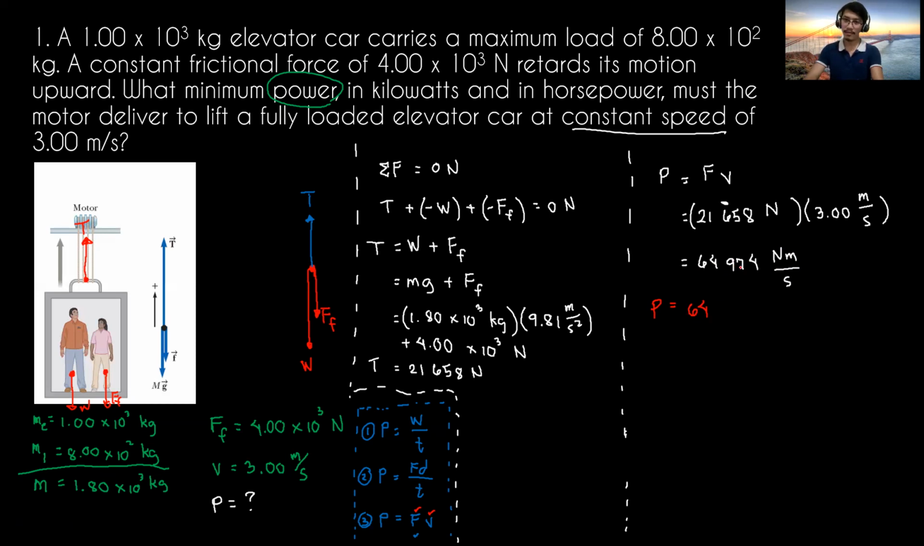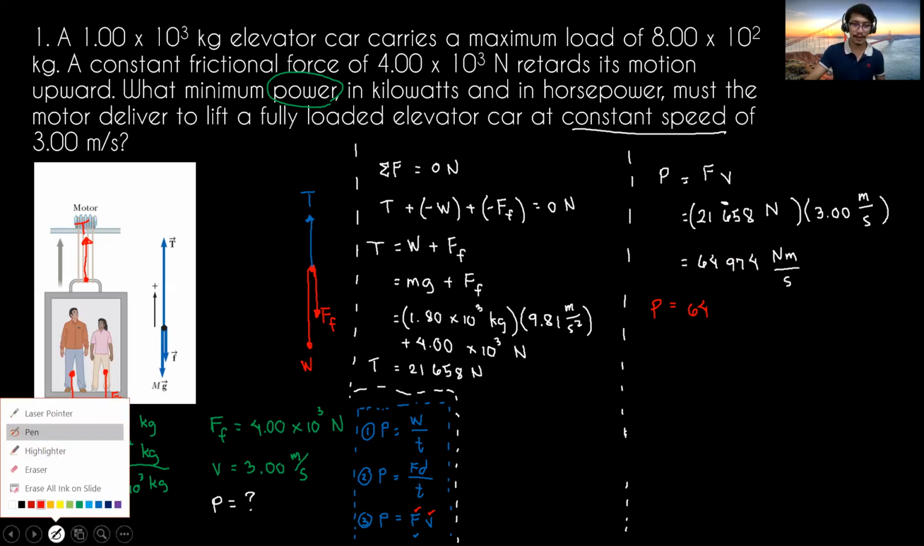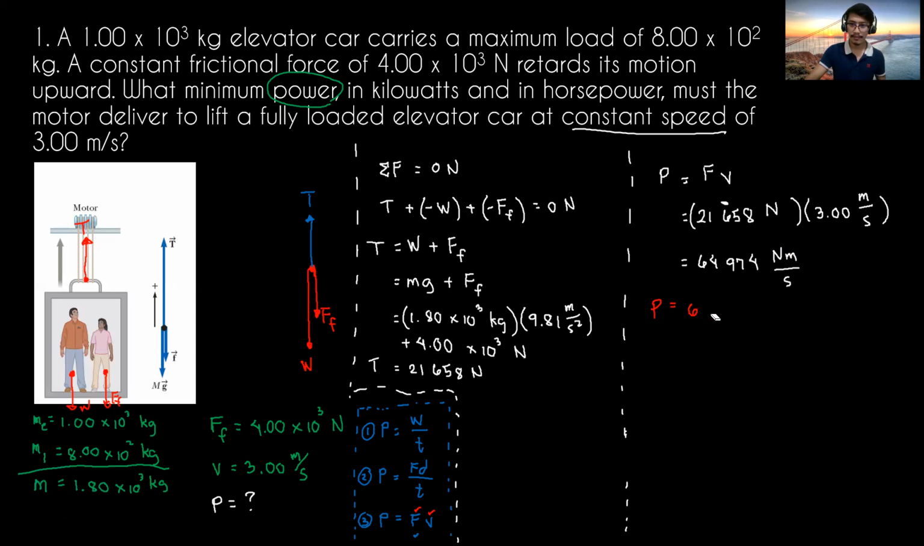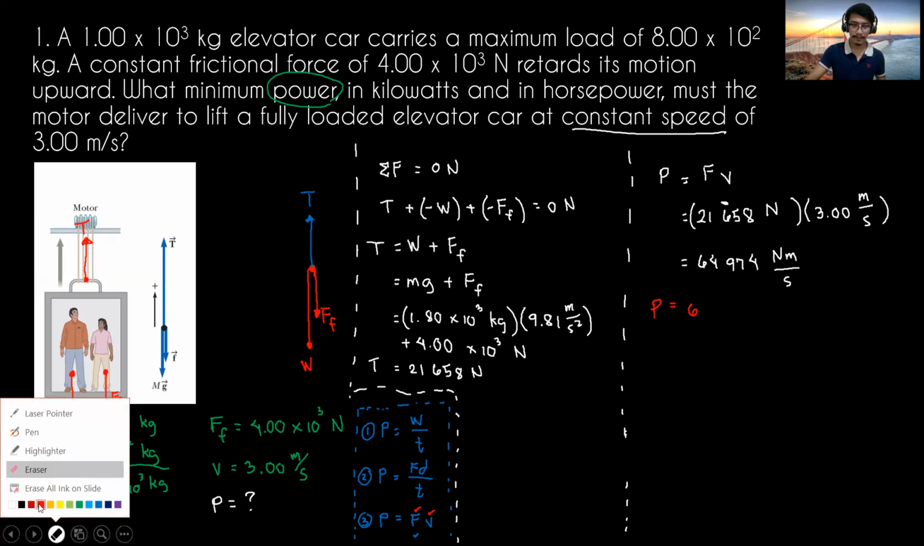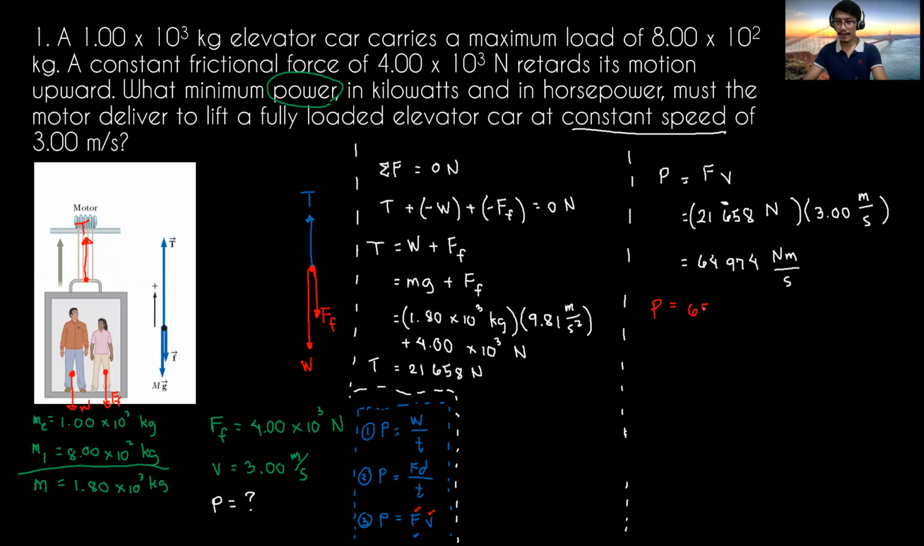So 64,000... the next digit is 7, right? So round off. So 65,000 it is. 65,000 watts. The significant figure is 0, because 7 is there, so we round off plus 1. So 65,000 watts.